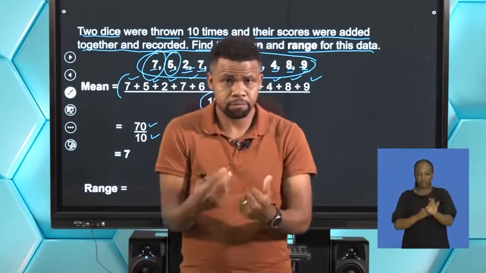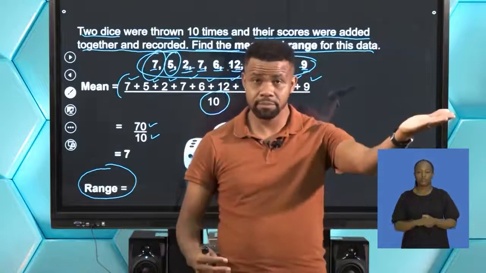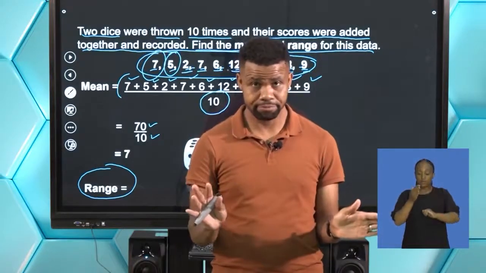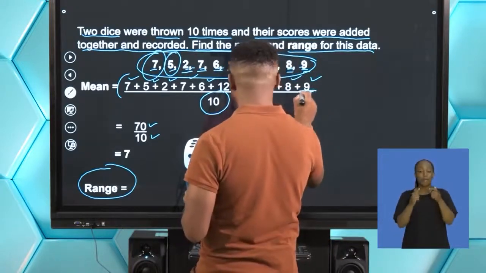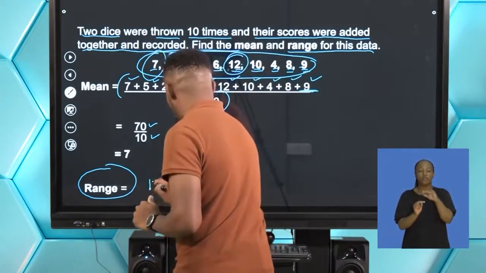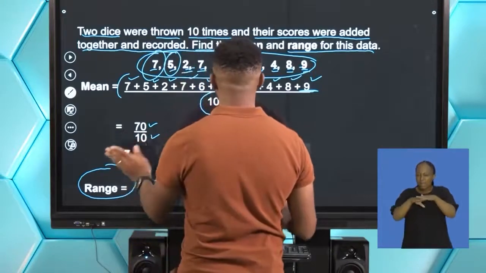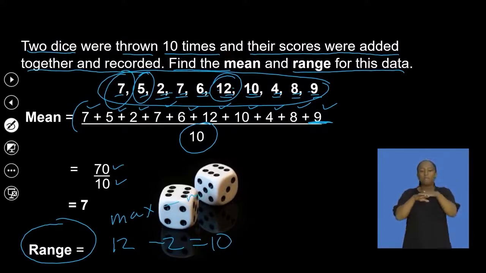Now, what is the range? The range is the maximum minus the minimum value. So what is the maximum value here? The maximum value is 12. And what is the minimum? The minimum is the smallest, which is 2. So this is the maximum minus the minimum value, 12 minus 2, which is 10. That is the range.